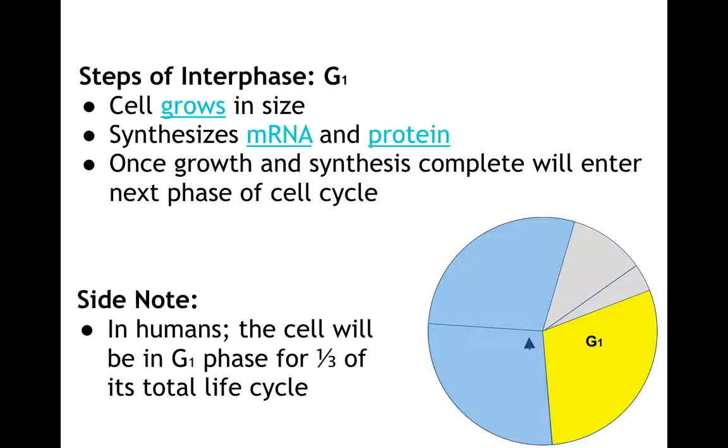There are 3 subcategories or steps of interphase. First one is G1, and this is when the cells grow in size. What happens is they synthesize messenger RNA and proteins are being made. Once growth and synthesis complete, they'll enter the next phase of the cell cycle. The word synthesize means to create or make. Side note, in humans, the cell will be in G1 phase for a third of its total life. So this is the phase where it spends the most time.